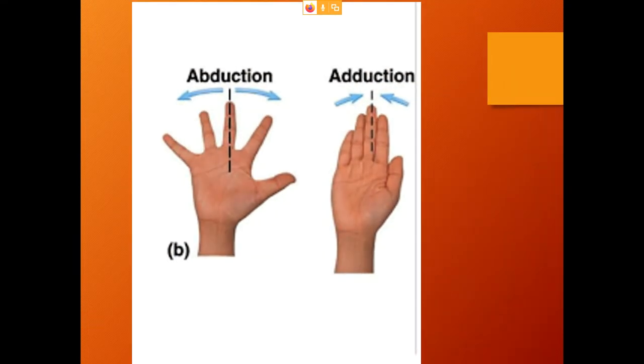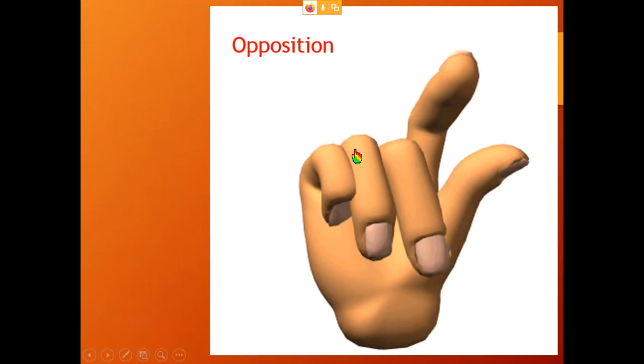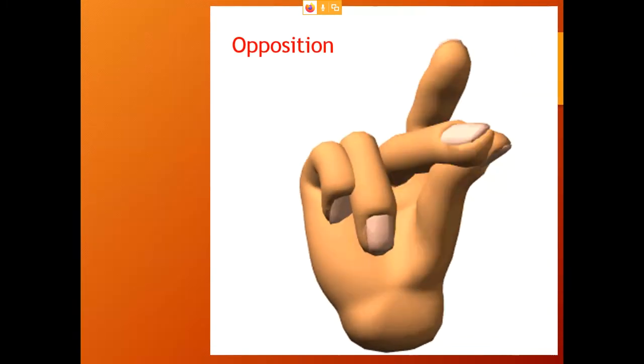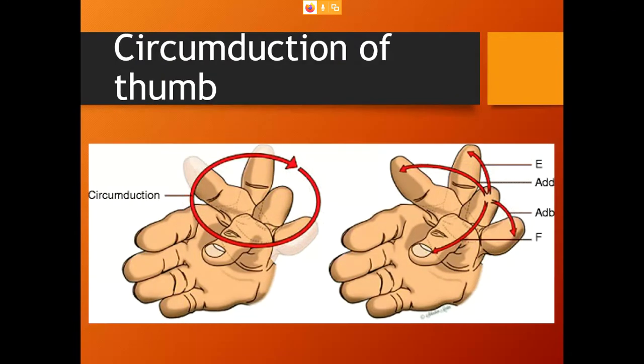Here in the hand, keeping the fingers away from each other is called abduction. Keeping them near to each other is called adduction. Then this is called opposition, counting the digits. Opposition. Then circumduction, a rotatory movement.